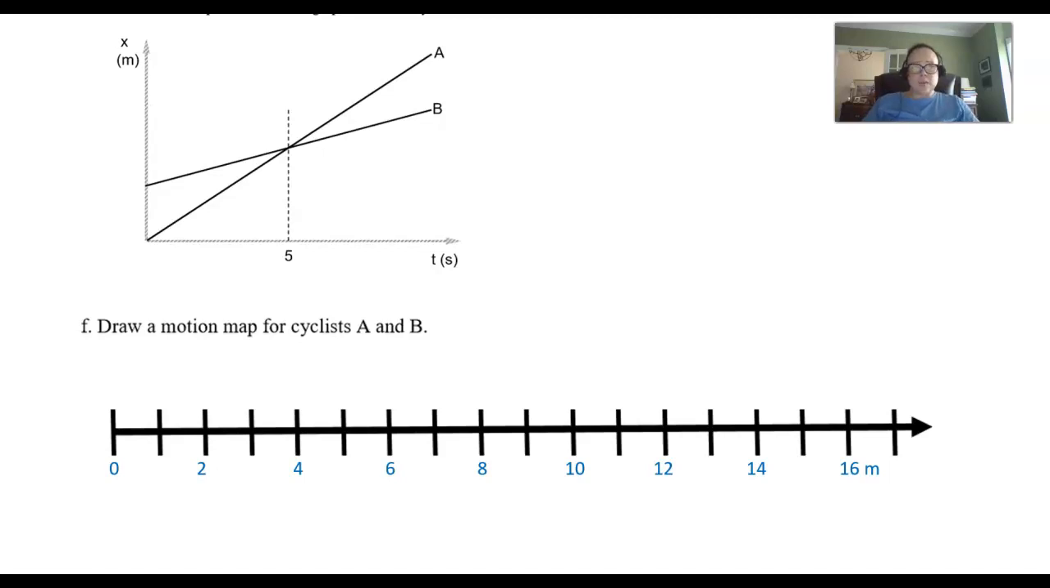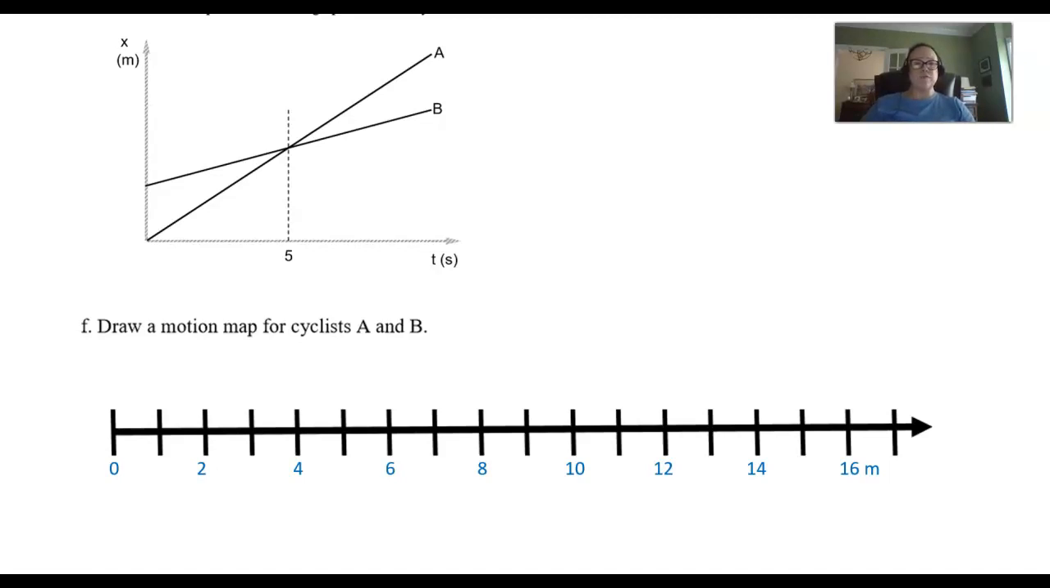The position versus time graph here is descriptive. It's qualitative, but it does not give me enough information to actually calculate the amount of the slope so that I know the speed of either of the bicyclists. But I do know that A is moving faster than B because A's slope is steeper. So for the sake of doing the motion map, I'm going to just choose that cyclist A is moving at 2 meters per second, while cyclist B is moving at 1 meter per second. I'll still be able to get a motion map that represents this type of motion.